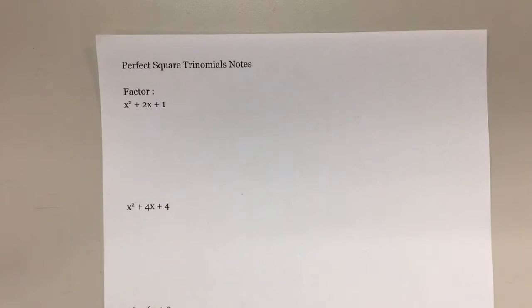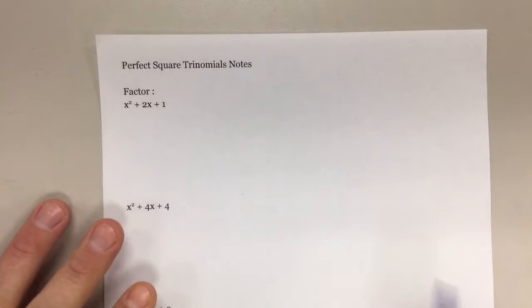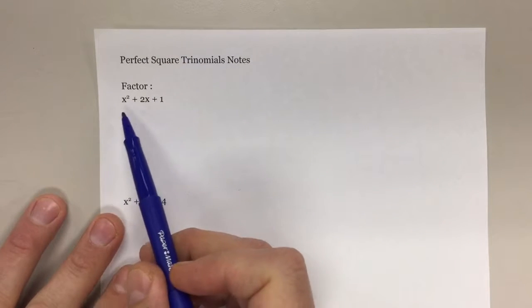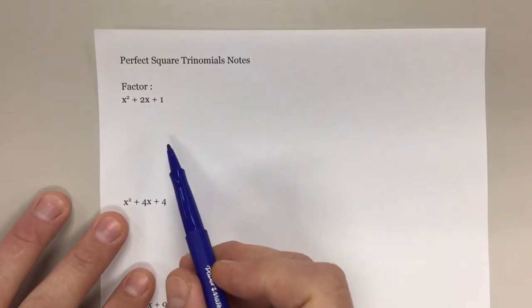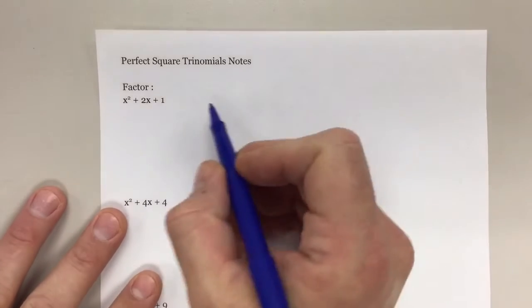Perfect square trinomial notes. So notice our first expression is x squared plus 2x plus 1. We want to factor this expression.